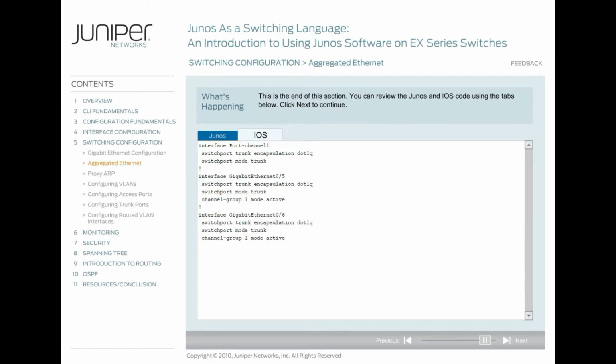Here is the comparable Cisco IOS configuration. This is the end of the section. You can review the Junos and IOS code using the tabs below. Click Next to continue.